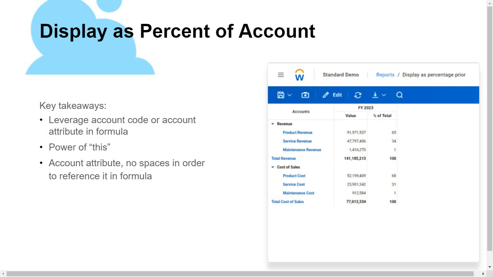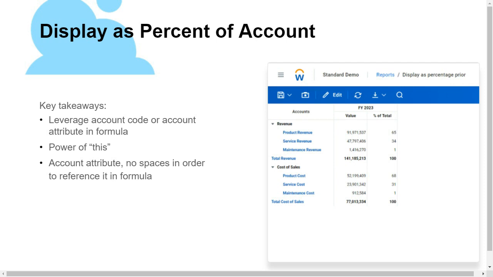Now we do have a display as percent of account feature within the matrix reports. However, when you do that, you pick a single denominator. So if I were to use that in this example, you would have revenue as a percent of total revenue, and you'd have cost of sales as a percent of total cost of revenue, which is not really what we're looking for. And really by leveraging the display as custom, you're able to, using some different features in our formula, such as using the power of this, create a formula such that you take revenue as a percent of total revenue and cost of sales as a percent of cost of sales, giving you the result you're seeing on the screen.